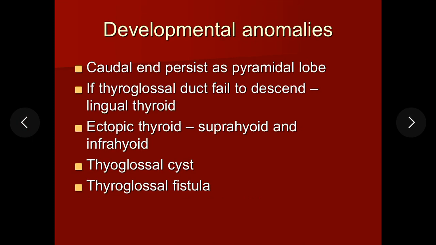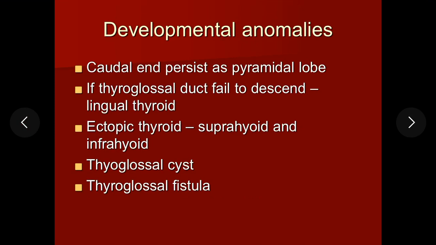Once the normal development is clear, you should be very well aware of some anomalies of the development also. One, you already know, the caudal end persists as the pyramidal lobe. And there could be situations where the thyroglossal duct fails to descend. I told you it starts from the foramen cecum and comes down in front of the hyoid and thyroid cartilage. But in certain cases, this duct will fail to descend. Then it will lead to lingual thyroid. Plus, you find the ectopic thyroid also.